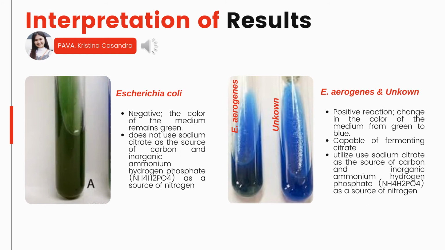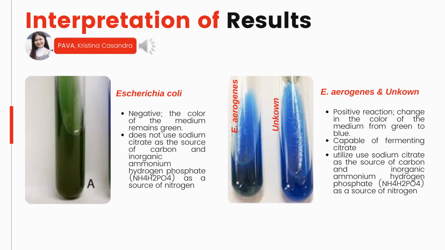So for the interpretation of the results, E. coli yields a negative reaction, which means the color of the medium remains green. This means that E. coli do not use sodium citrate as a source of carbon and inorganic ammonium hydrogen phosphate as its source of nitrogen. Like many organisms, E. coli has a citric acid cycle, and so it metabolizes citrate while growing on various substances. However, it cannot grow aerobically on citrate because it does not produce a transporter protein when oxygen is present that can bring the citrate into the cell.